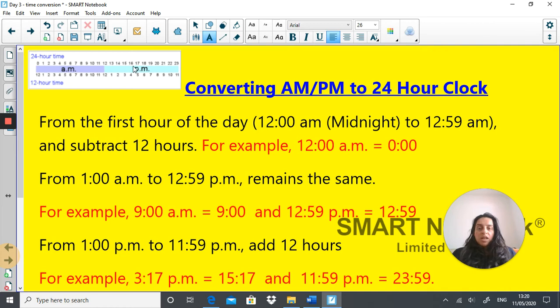So here we have a little chart to help you with conversion. So converting AM and PM to 24-hour clocks: from the first hour of the day, which is midnight, to 12:59 AM, subtract 12 hours. So for example, 12 AM equals 00. From 1 AM to 12:59 remains the same. For example, 9 AM equals 9 o'clock, and 12:59 equals 12:59. So in the first 12 hours, the time remains the same, and all you're really doing is adding a 0 at the front if it's a 1-digit number. If it's a 2-digit number, it remains the same. Good.